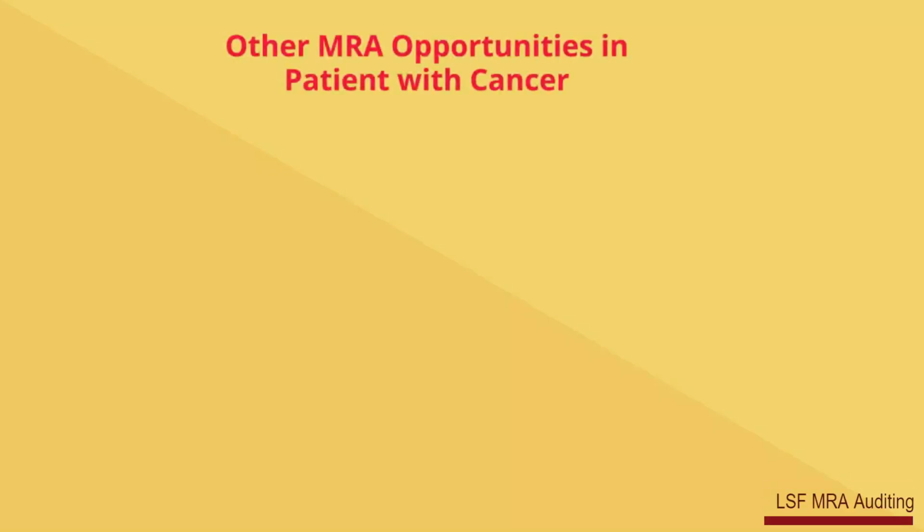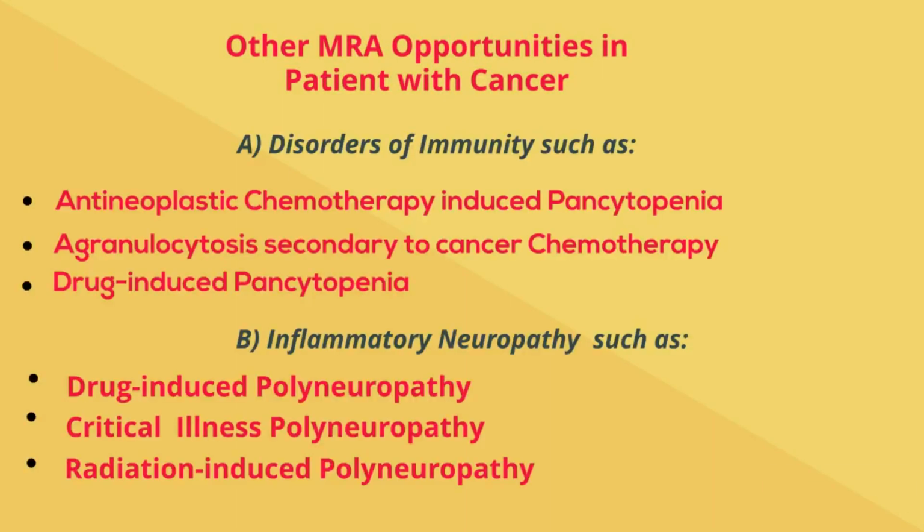Besides malnutrition, other MRA diagnoses can be the result of cancer or the consequence of the cancer treatment. Cancer can weaken the immune system by spreading into the bone marrow and preventing the bone marrow from making so many blood cells. Certain cancer treatments can temporarily weaken the immune system. This is because they can cause a drop in the number of white blood cells made in the bone marrow.